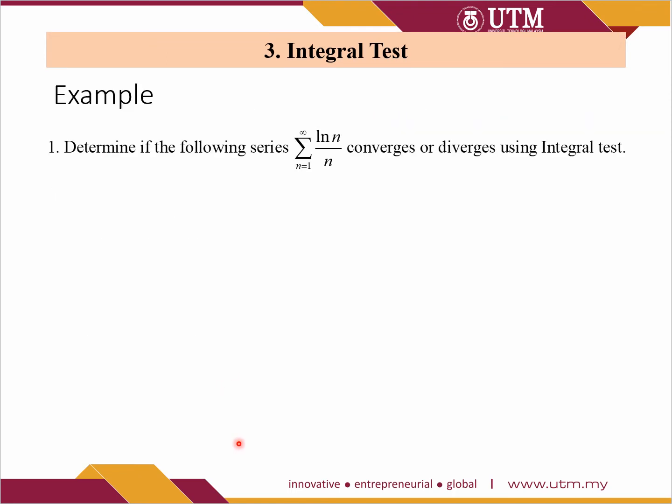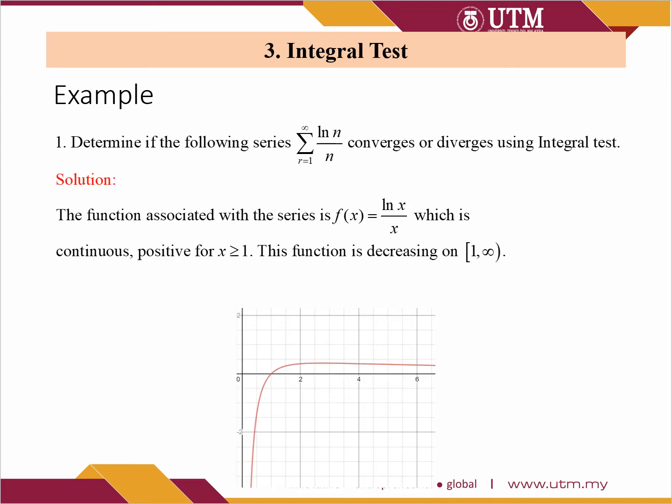Okay, now let's determine if the series ln n over n, from n equals 1 up to infinity, converges or diverges using the integral test. So we can see here the function associated with the series is f(x) equals ln x over x. It's no longer ln n over n because we change this n into x, but the function just remains the same, we just represent it in terms of x.